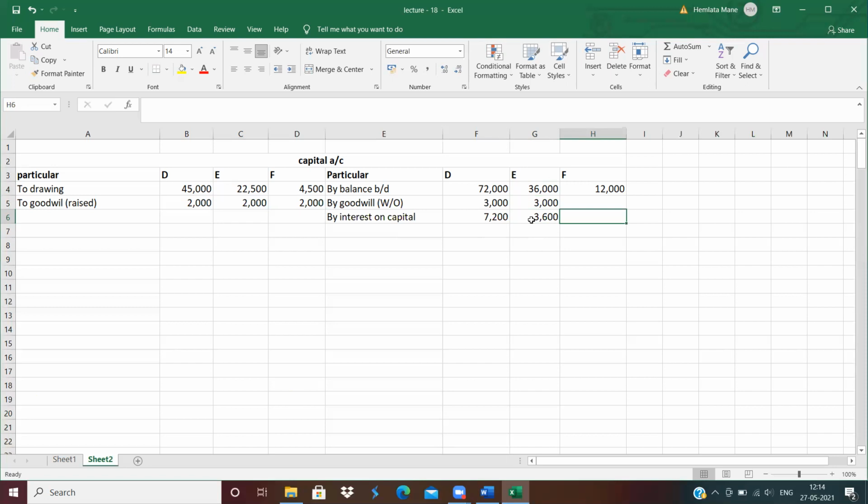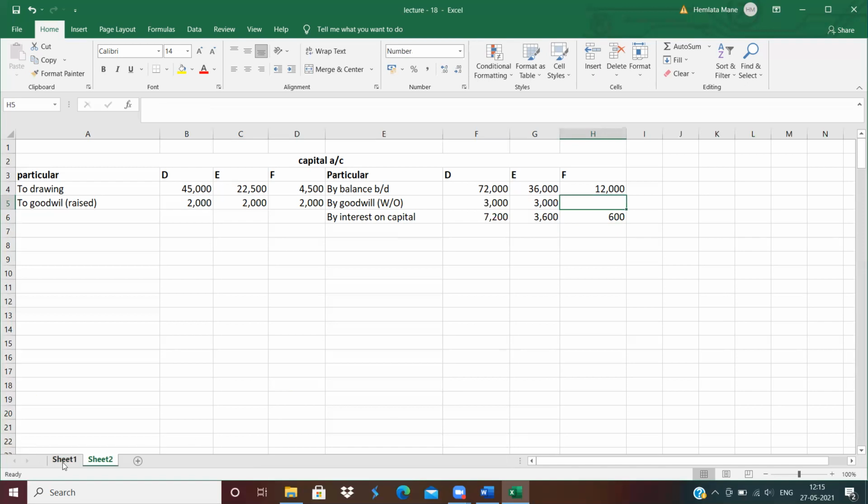But this partner is admitted into the business after 6 months. So multiply into 6 months. Means 12,000 into 10% into 6 months means 600 rupees. Clear? Because the partner is admitted after 6 months into the business.